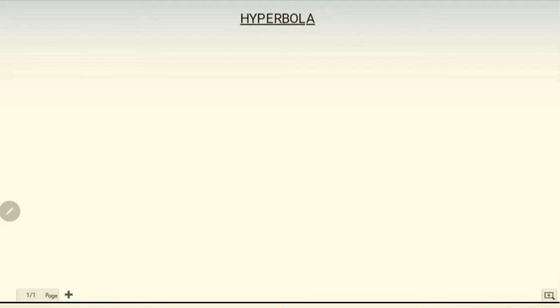Here we are going to discuss a hyperbolic function. Let me write the standard form of hyperbola. That is, f of x is equal to a over x minus p plus q. This is the standard form. This standard form is needed for grade 12.